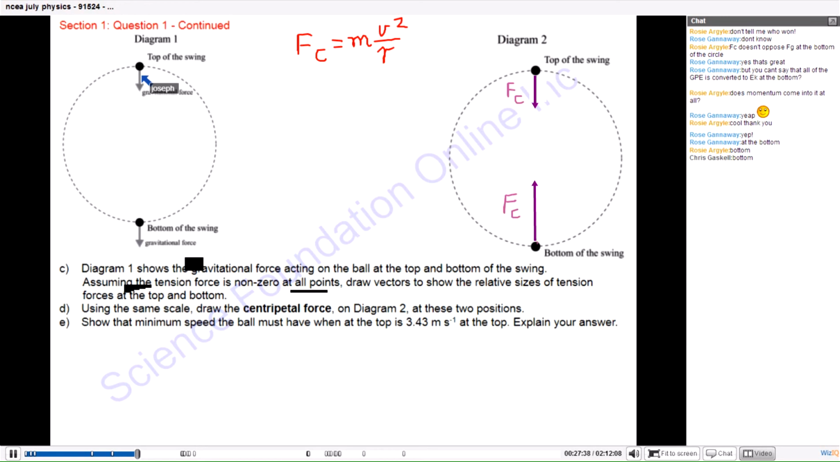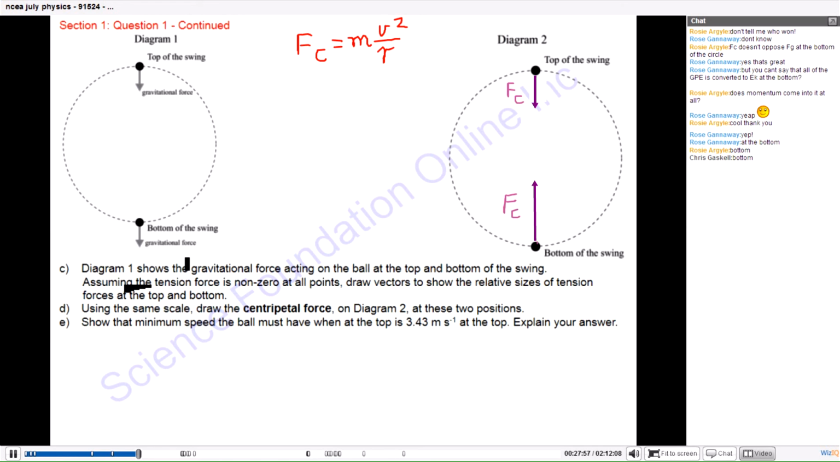Not when it's at the top, when it's at the bottom of the circle. It pulls the most on your hand when it's at the bottom of the circle. So, the tension force, draw vectors to show the relative sizes of tension forces at the top and at the bottom. So, the tension force will be greatest at the bottom.